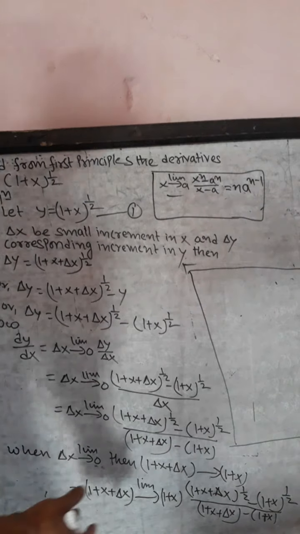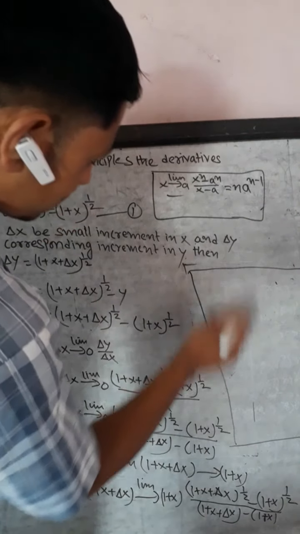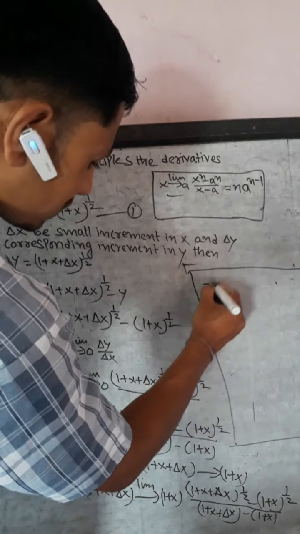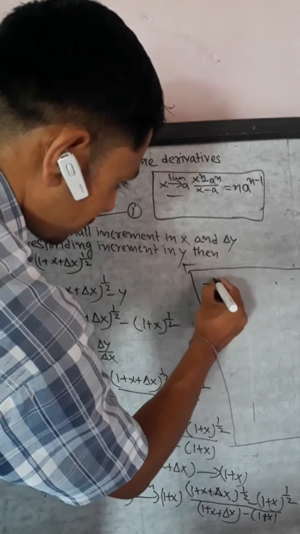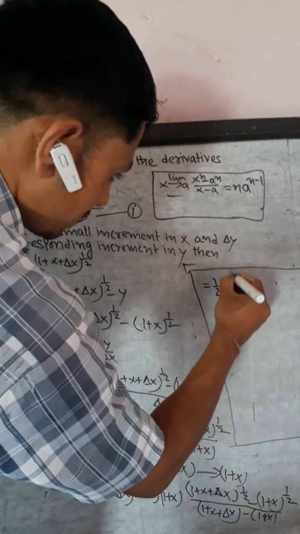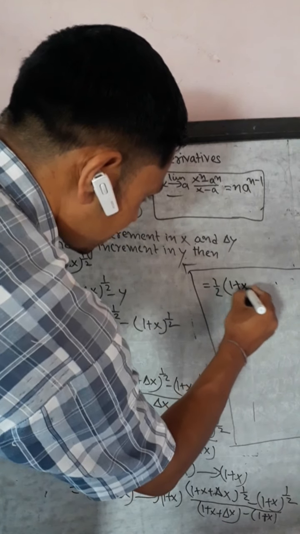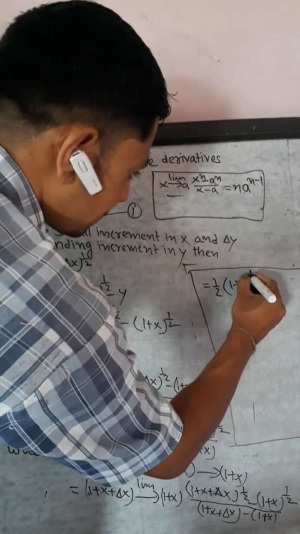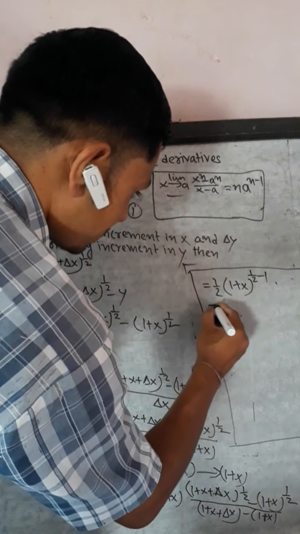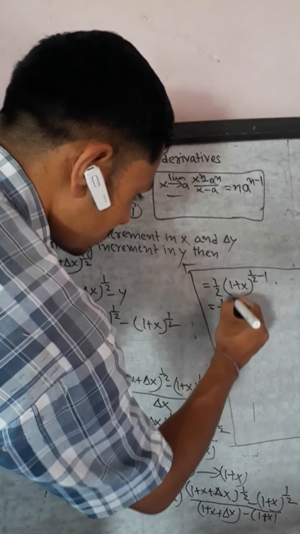So the limit tends to this, means just like this one. So it is equal to n. N means 1 by 2, into a. A means over here 1 plus x, 1 plus x to the power n minus 1. N means 1 by 2 minus 1 is equal to 1 by 2.